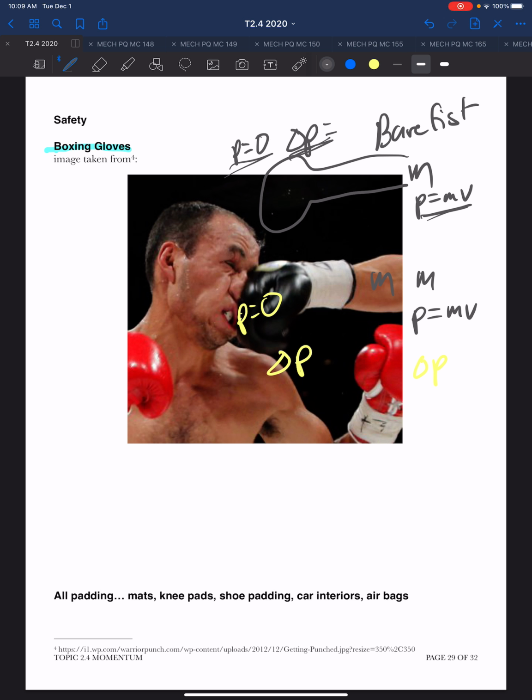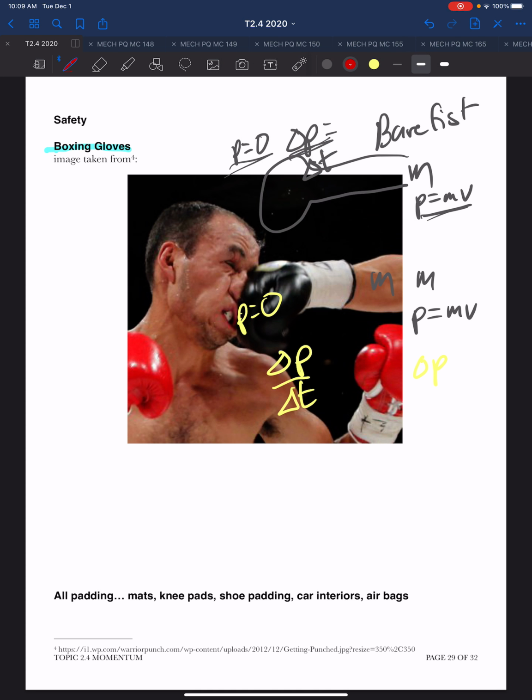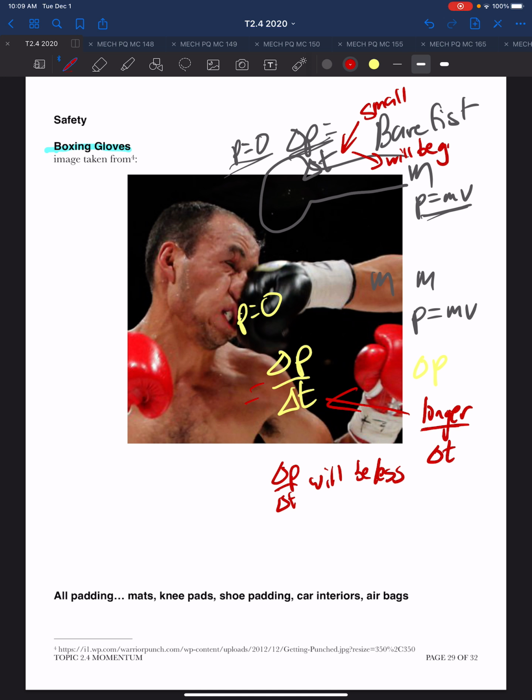What is different about them is the time over which that occurs. The rate of change of momentum is different. So in the case of the bare fist, the time that it takes for the fist to come to a stop is very small. It's a small delta t. Whereas with the glove, it is a longer delta t. So since the delta t is longer, we have a larger denominator, that means that the rate of change of momentum will be less. And for the bare fist, the rate of change of momentum will be greater.